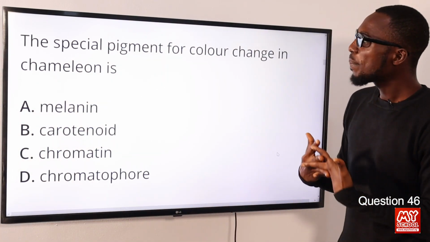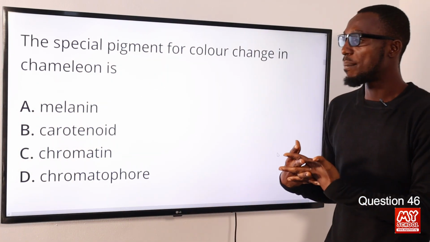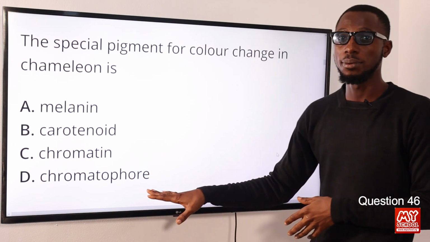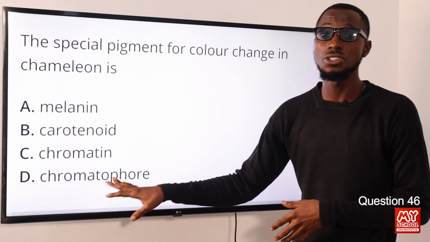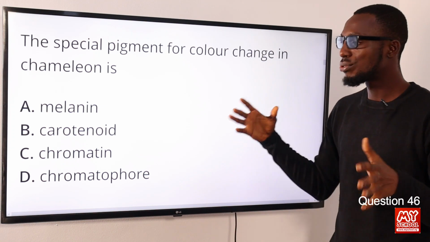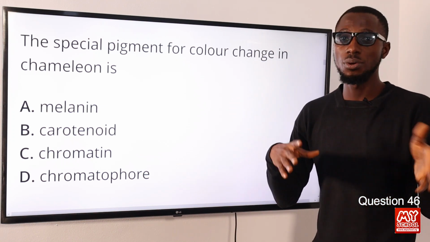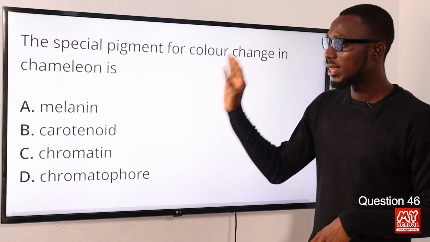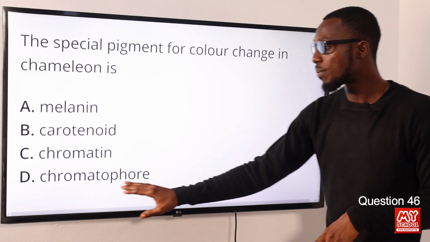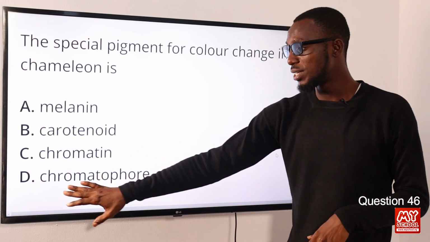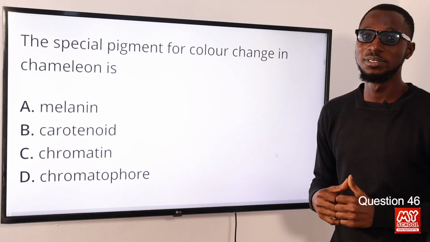46. The special pigment for color change in chameleon is the chromatophore. This is a special pigment that is found on the surface of the skin of animals. It's responsible for coloration and color change in animals. So this special pigment is referred to as the chromatophore, and that is option D.